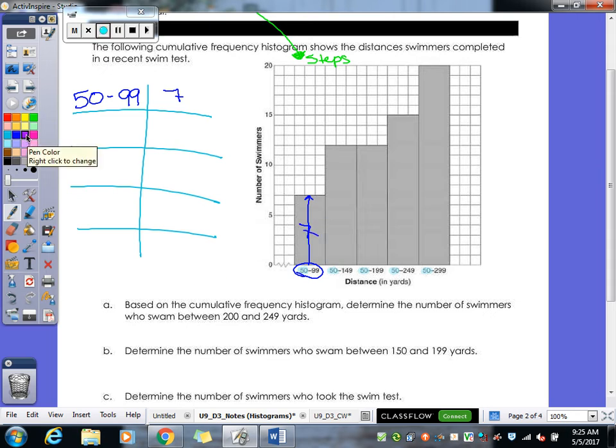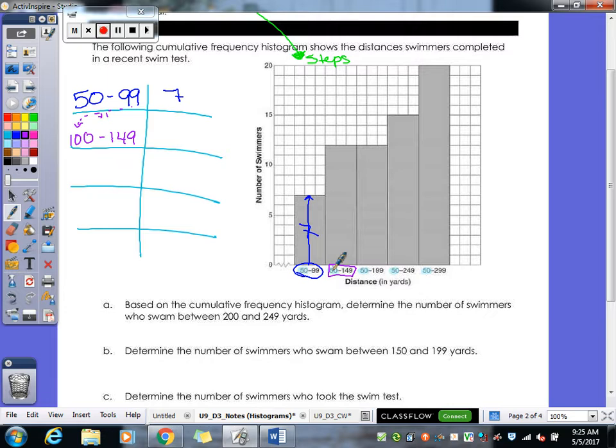So now for the next one, we're not going to use 50 to 149. We're going to break them apart. So you're going to take your 99. To start your next interval, you're going to add 1 to it. So this would be 100 to 149. So what I've done basically is I've taken this interval of 50 to 149 and I've subtracted out from it the 50 to 99 that I've already figured out.